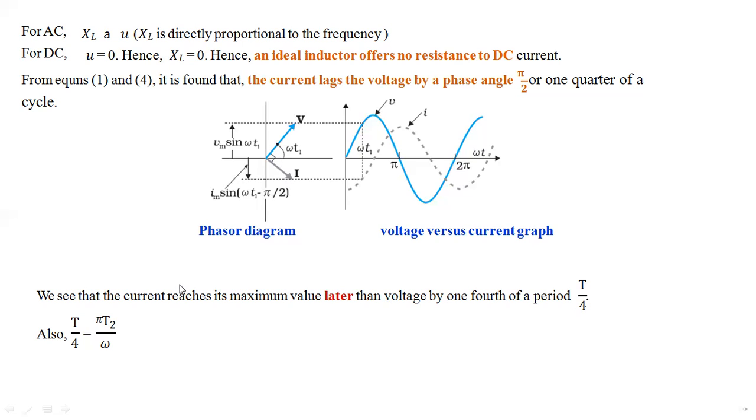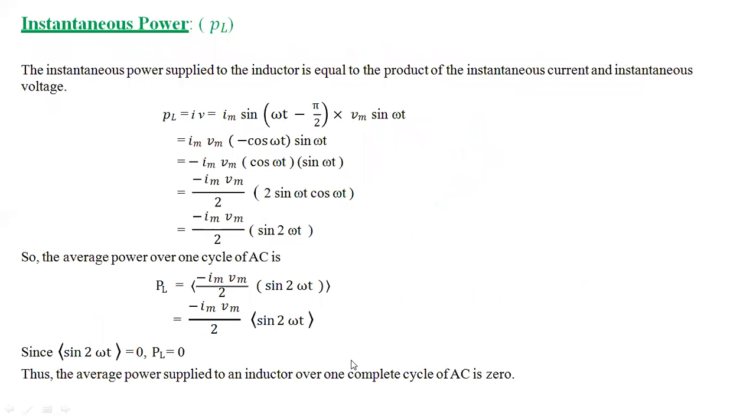We can also see that the current reaches its maximum value later than the voltage by 1/4 of the period, T by 4. See, the zero value of voltage waveform V appears first, then after T by 4 time my current reaches zero. Similarly, for the maximum value, voltage reaches it first, and after T by 4 time the current maximum is reached. Also T by 4 is equal to pi by 2 upon omega.